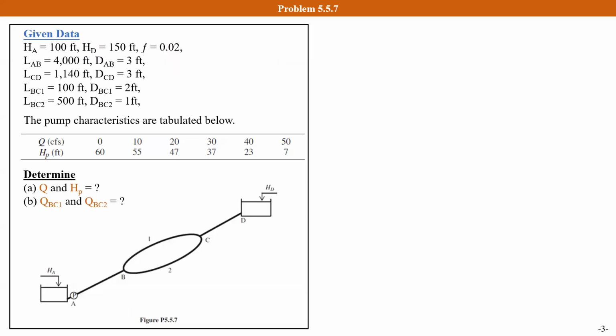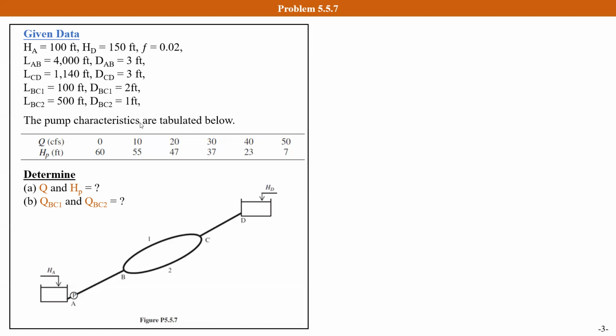Let's move on to problem 2. Here is a transmission system that transports water from reservoir A to reservoir D. We know the water surface elevation in reservoir A is equal to 100 feet, and the water surface elevation in reservoir D is equal to 150 feet. The Darcy-Weisbach friction factor is equal to 0.02 for all the pipes. We know the length and the diameter for each section of the pipe, and we also know the pump characteristics.